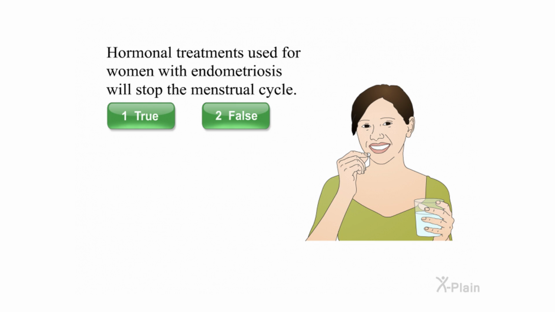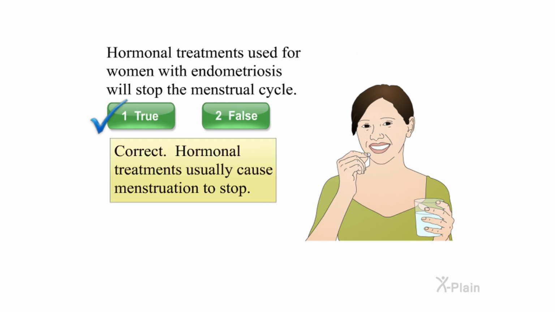Hormonal treatments used for women with endometriosis will stop the menstrual cycle. Select true or false. Correct. Hormonal treatments usually cause menstruation to stop.